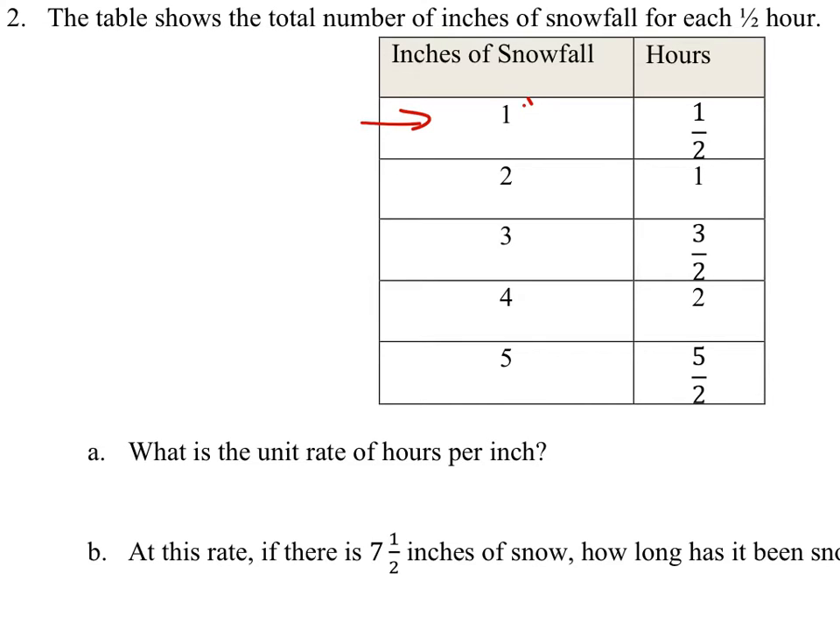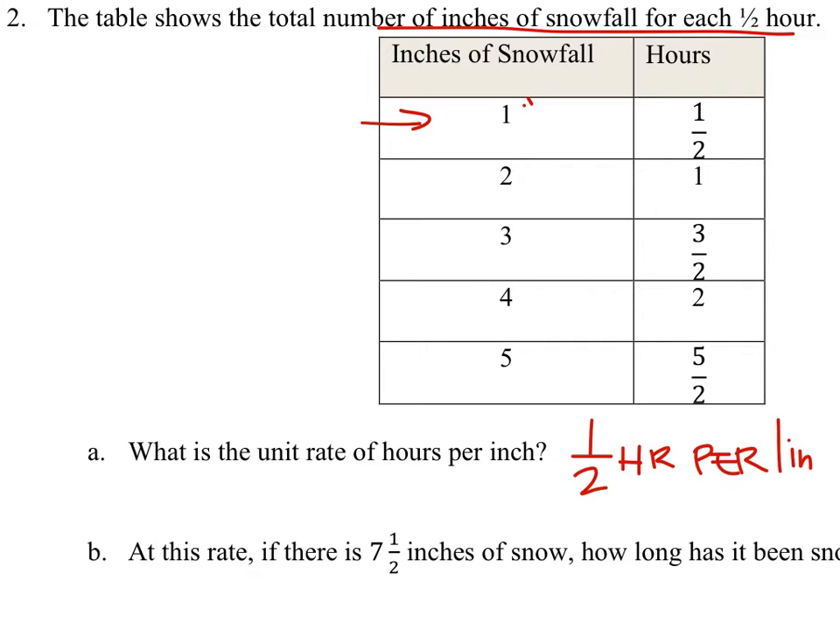That happened in 1/2 of an hour. So that's 1/2 hour per 1 inch, which was nice because that happened in the table. I guess it kind of told us in the count as well, the number of inches of snowfall for each half hour. I guess it didn't say that, but whatever. So it's 1/2 hour per inch.